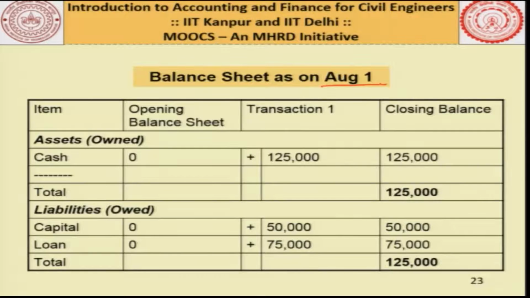This is for Mr. and Mrs. David Company now. So, cash increased from 0 to 125,000. So, this is 125,000, total is 125,000. Capital, it was 0 initially. So, after the formation of the company, 50,000 was contributed by Mr. David, 75,000 contributed by Mrs. David. So, total it is 125,000. You can see assets and liabilities both are equal. Now, if you have to enter these in different T accounts, how it will be done?